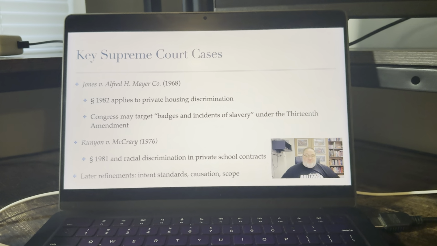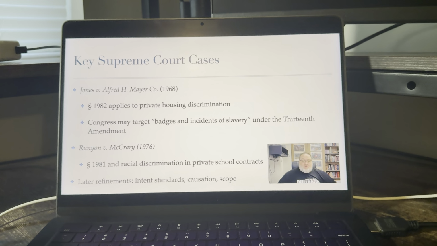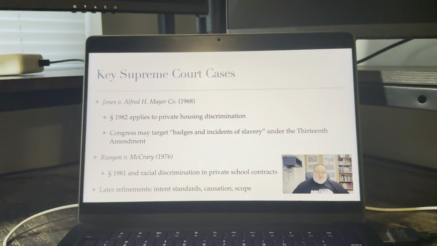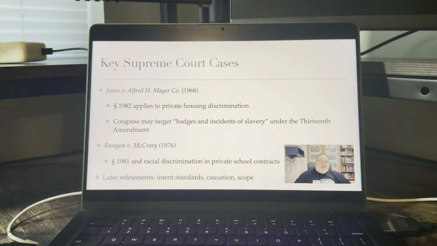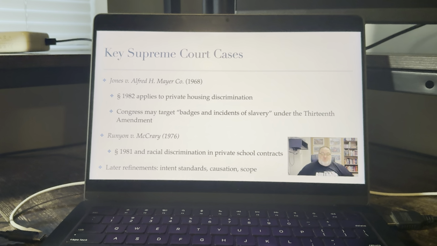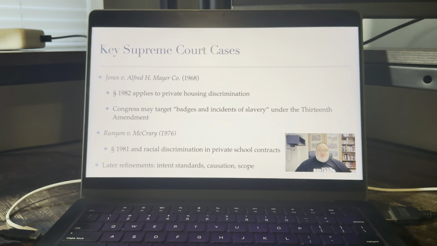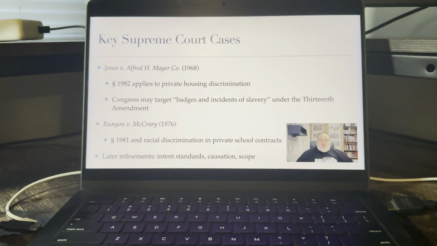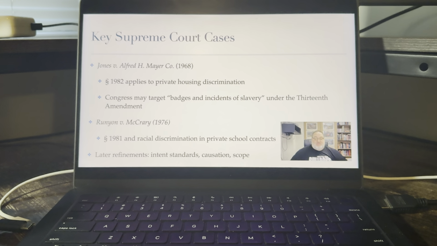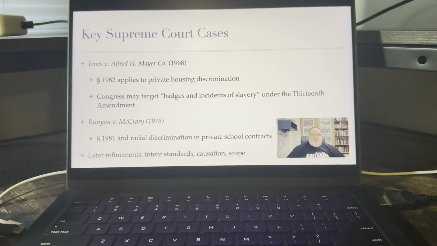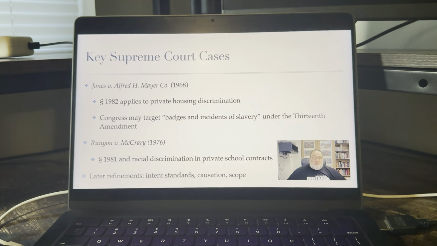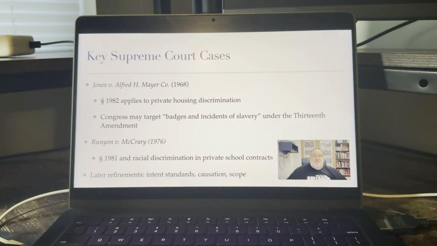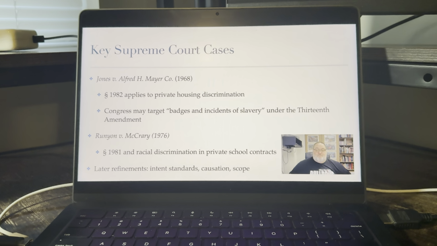Later cases will refine the details, requiring proof of discriminatory intent in some contexts, and debating how strong the causal connection must be between race and outcome. But the core principle remains: the Civil Rights Act of 1866 provides the legal foundations for a robust attack on modern forms of racial subordination in markets.